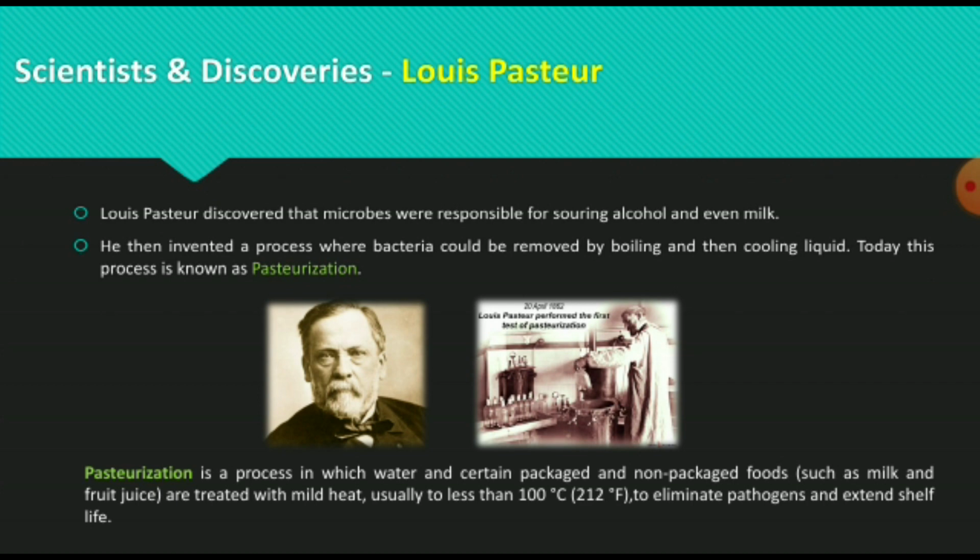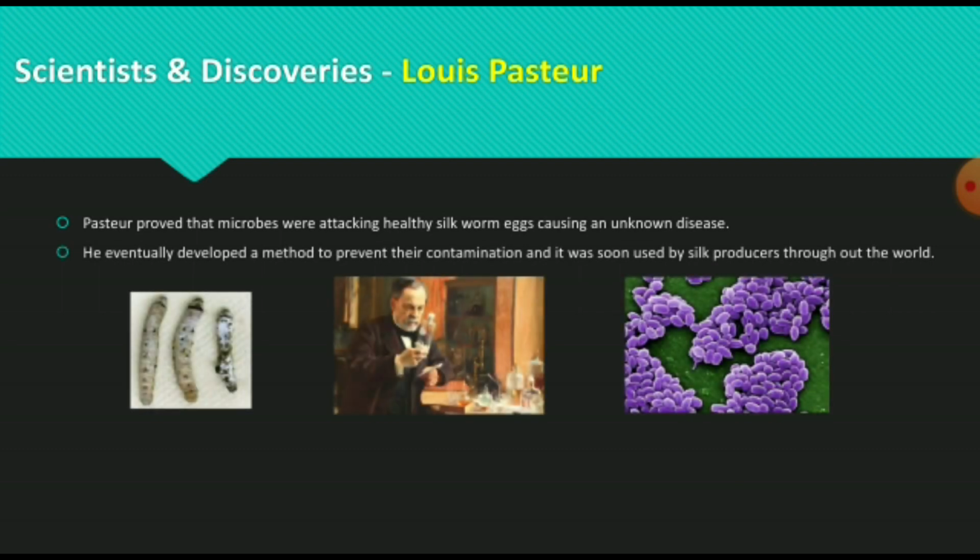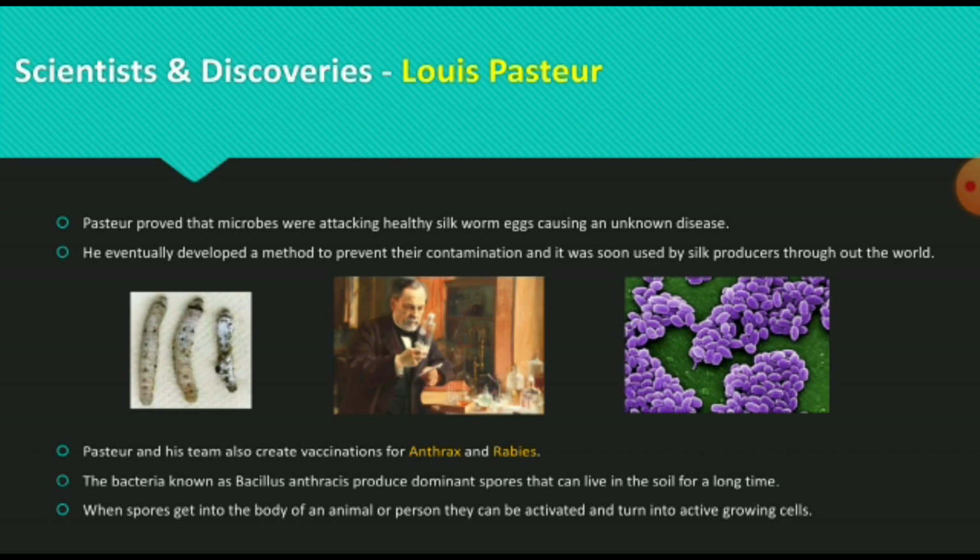Pasteur also helped the silk industry. He proved that microbes were attacking healthy silkworm eggs and causing an unknown disease. He eventually developed a method to prevent their contamination, and it was soon used by silk producers throughout the world. Pasteur and his team also created vaccinations for anthrax and rabies.